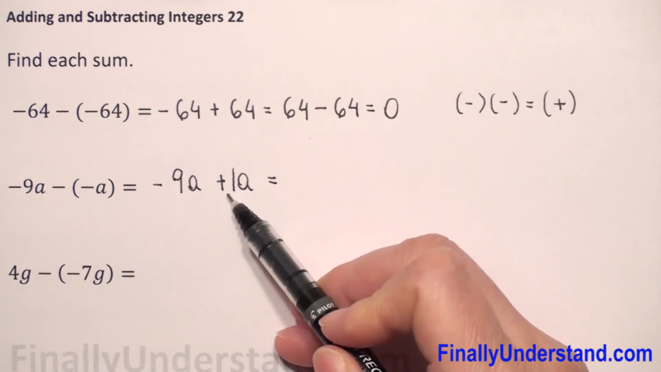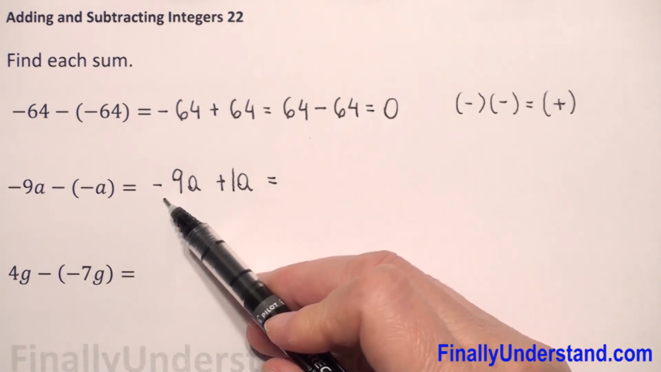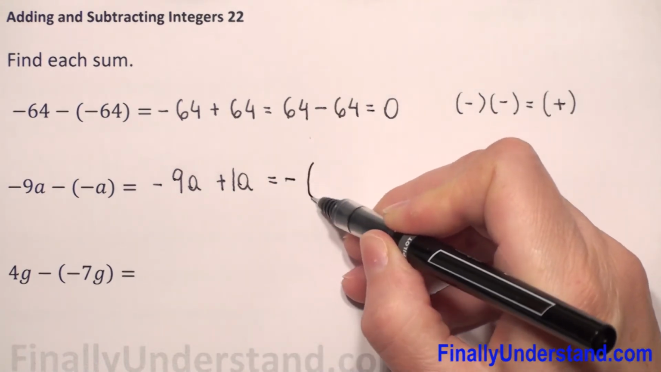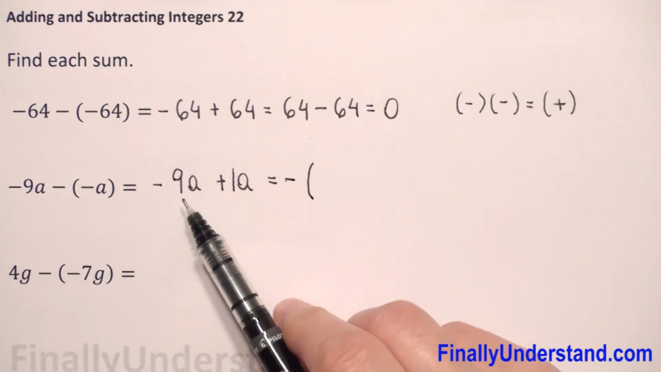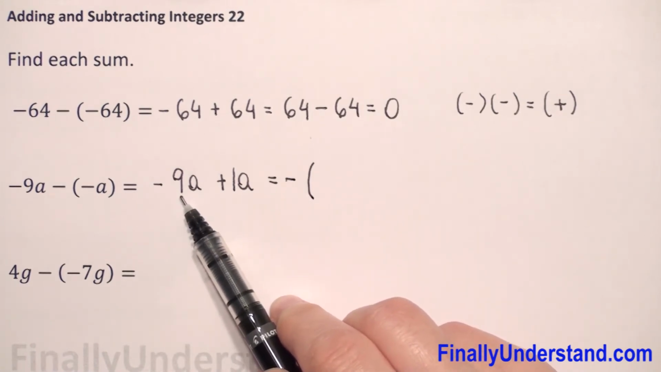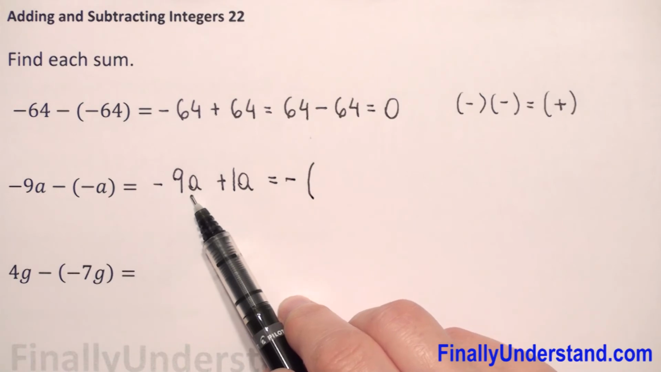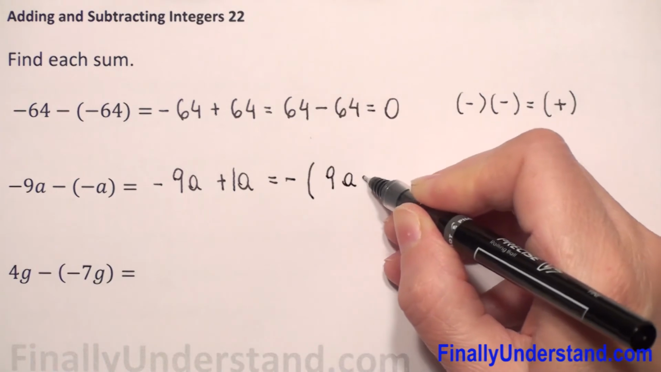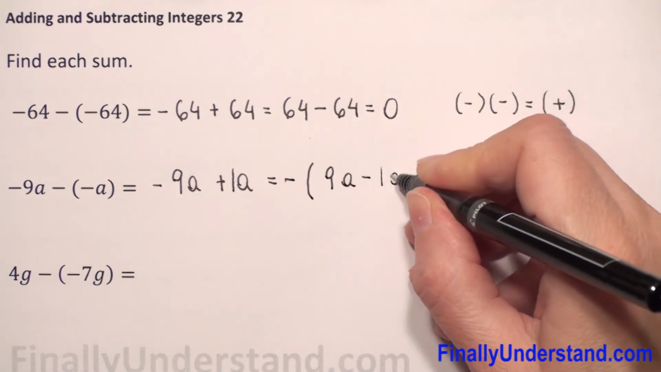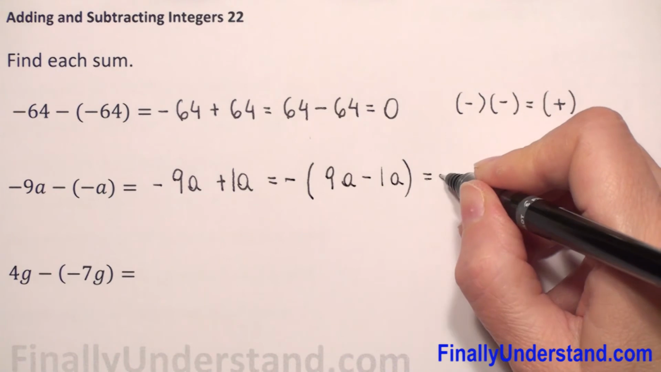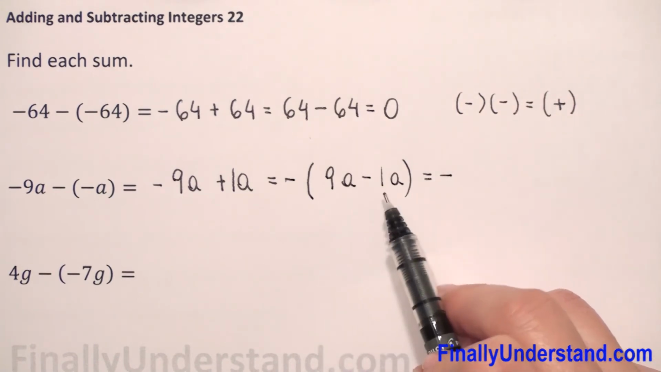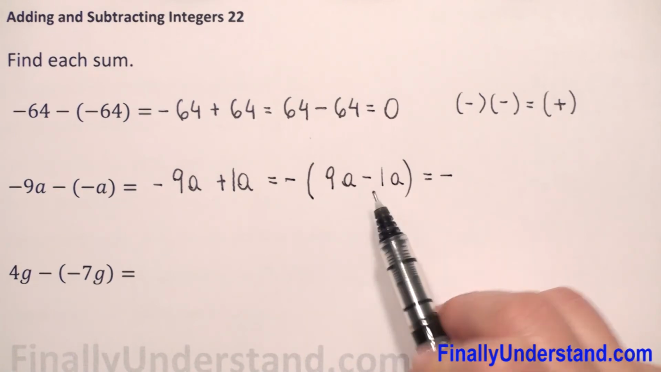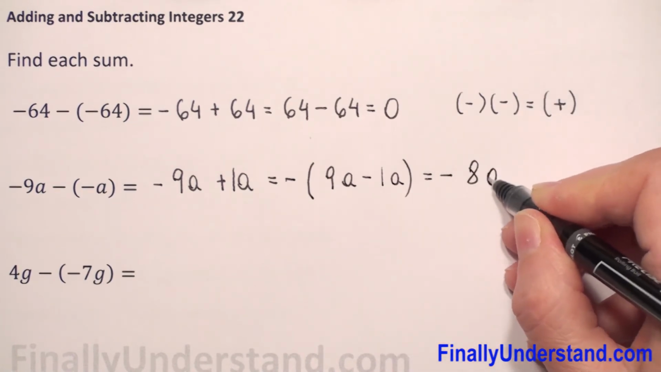9 is greater than 1. So we copy the sign of the greater number. So we have negative. And in parentheses, we just subtract the expression which has the smaller number before the variable from the one with the greater number. So we have 9a minus, we can write, 1a. So this is equal: negative sign we copy, 9, just forget about a, just subtract the numbers, 9 minus 1 is 8, and rewrite a.